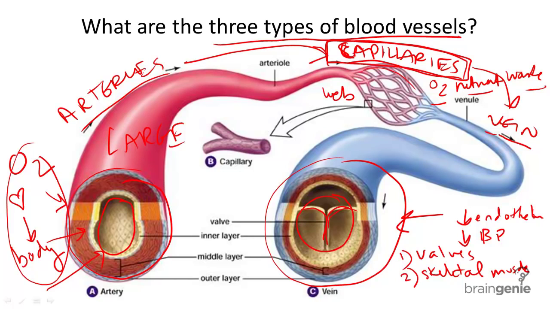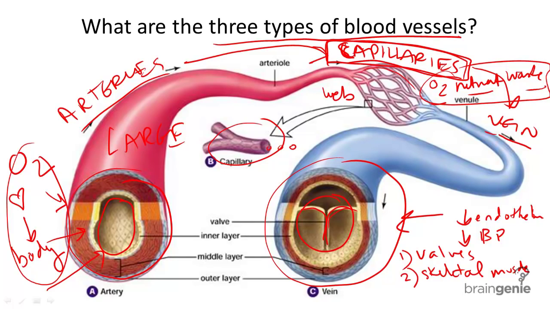And these vessels are so small that red blood cells actually can move single file through them, and their walls are only just 1 cell thick. This makes it much easier to exchange materials in, let's say, your eyes, your kidneys, your bones, and skin, for example.